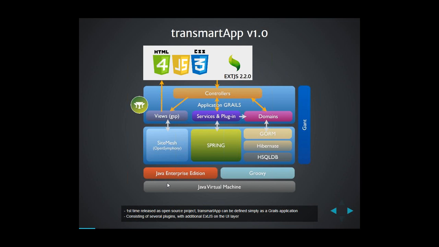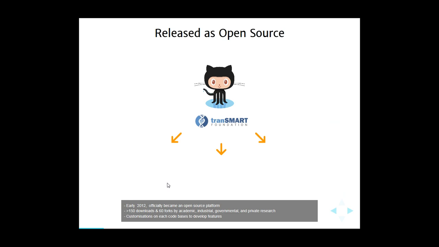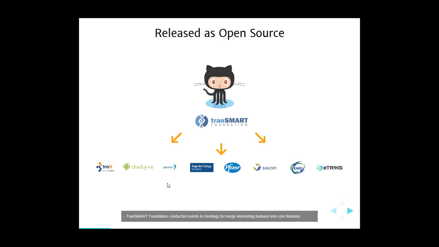When it first came out as an open source project, tranSMART app was basically a Grails application, and most Grails applications have this structure. I just took this from the Grails website. On top of that, like other web applications, tranSMART app has HTML elements and CSS styling, but also a library called ExtJS version 2.2. tranSMART was released as an open source project under the tranSMART Foundation, with the source code immediately available on GitHub. We have had a lot of downloads, and it was forked by many institutions, academic, industrial and commercial.